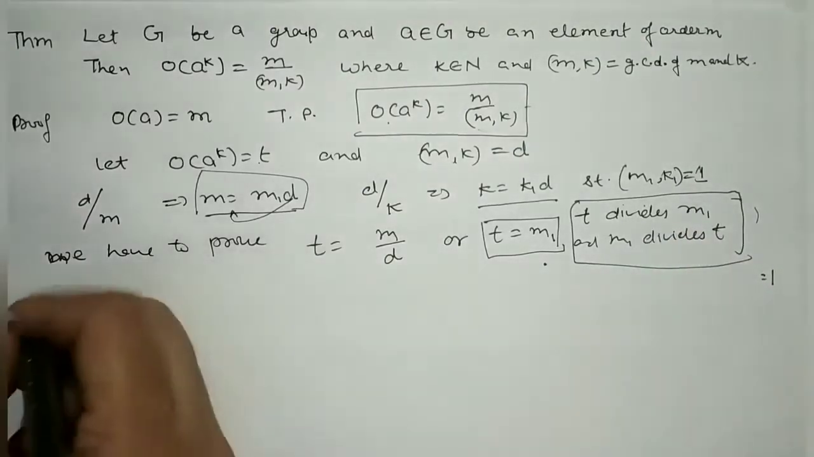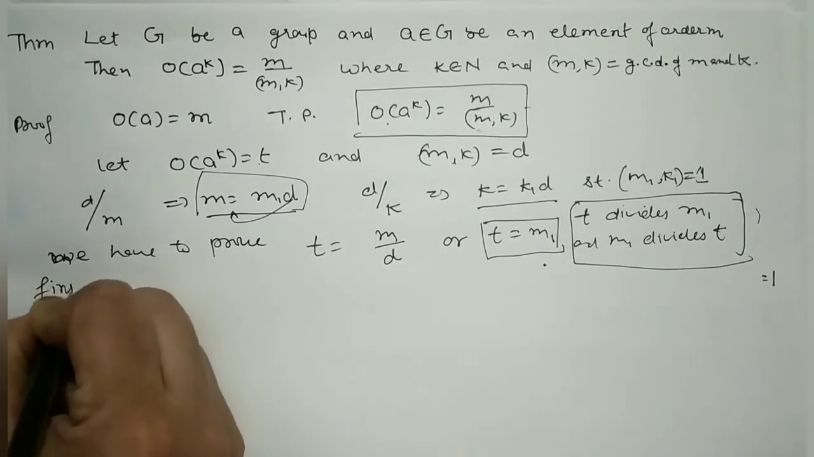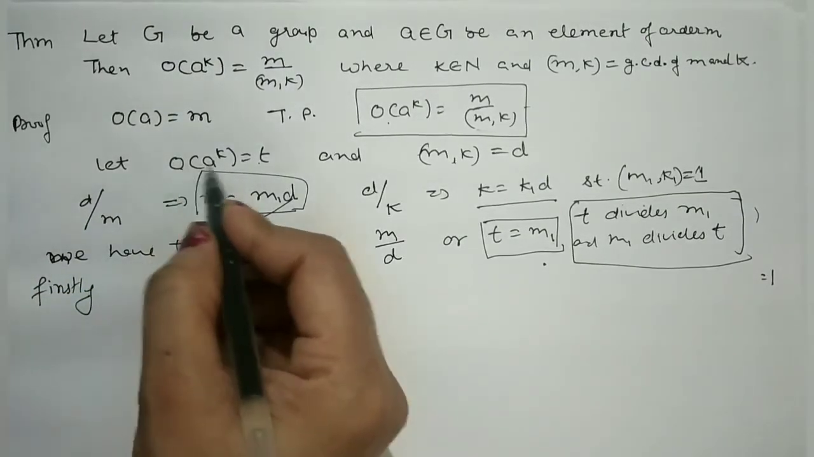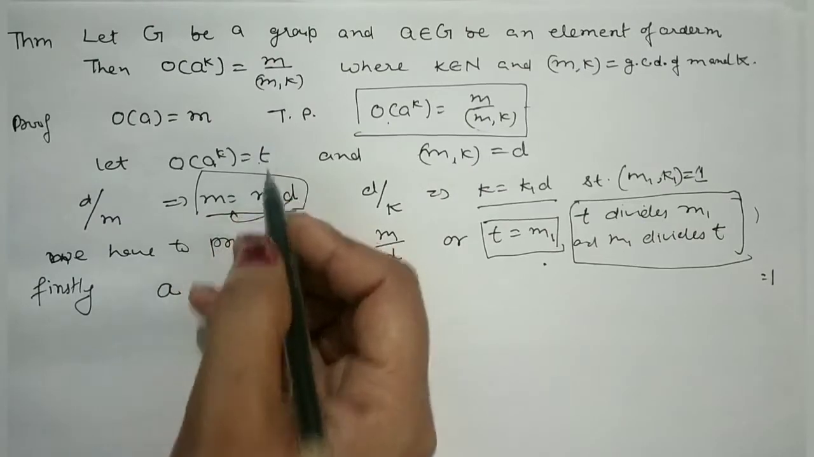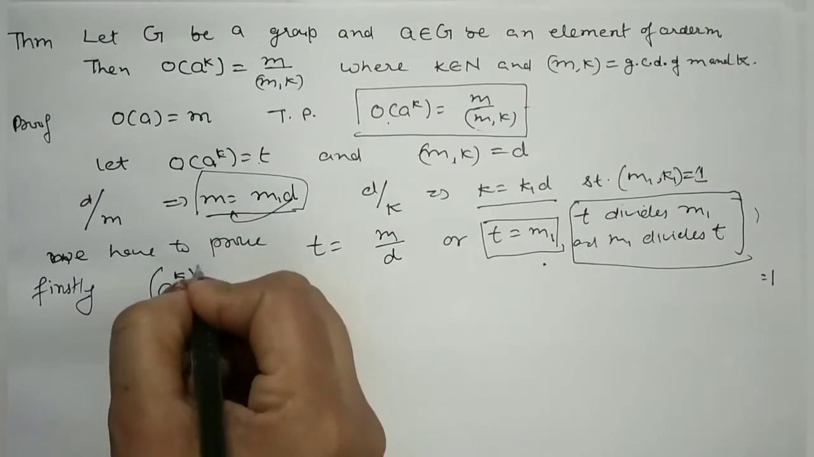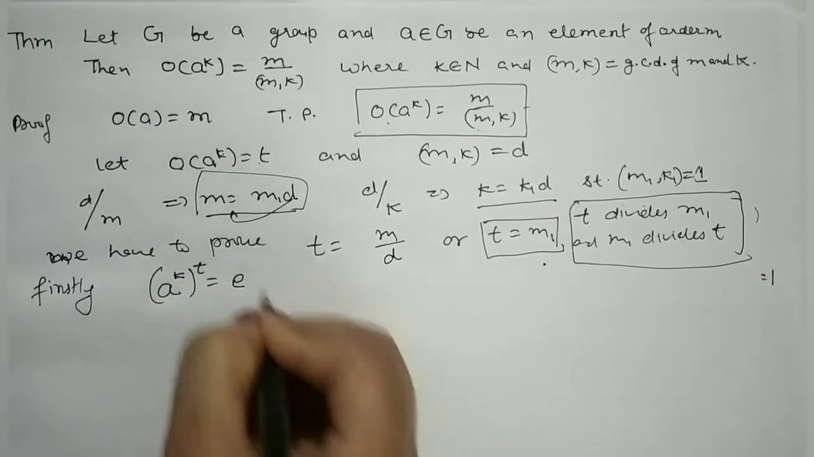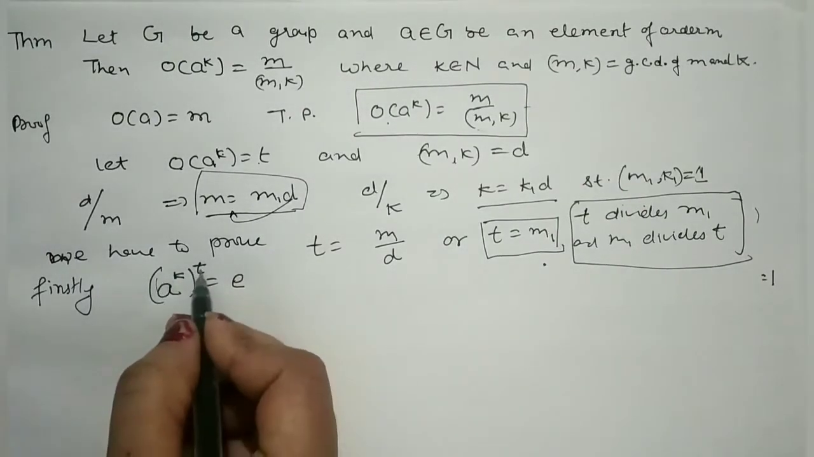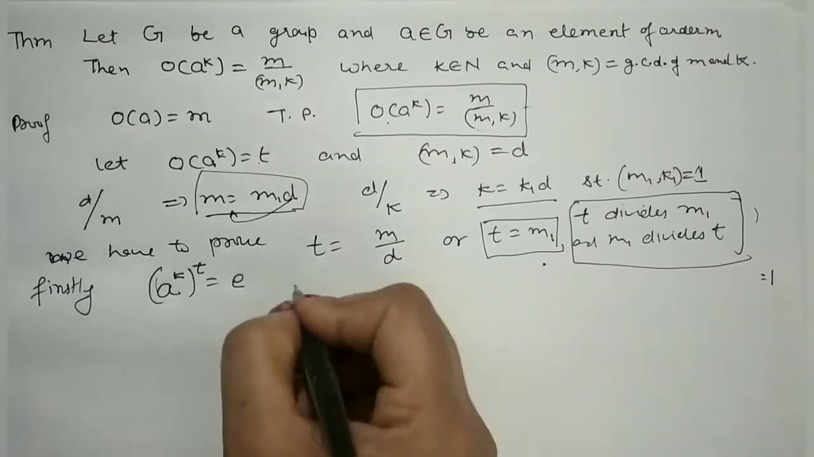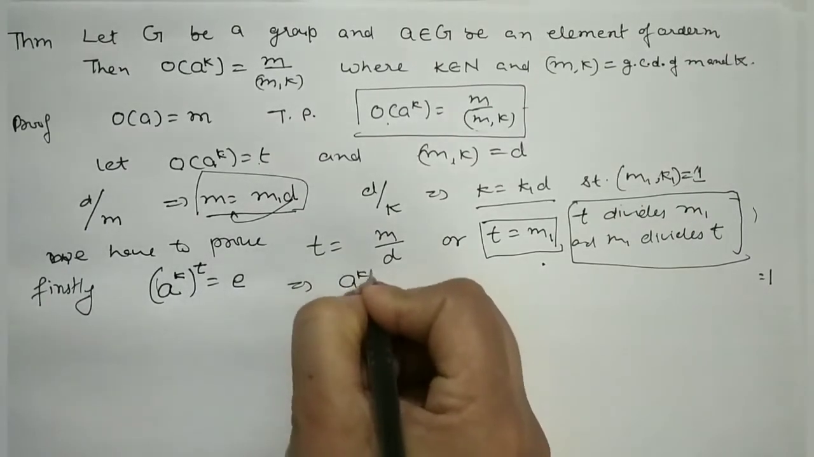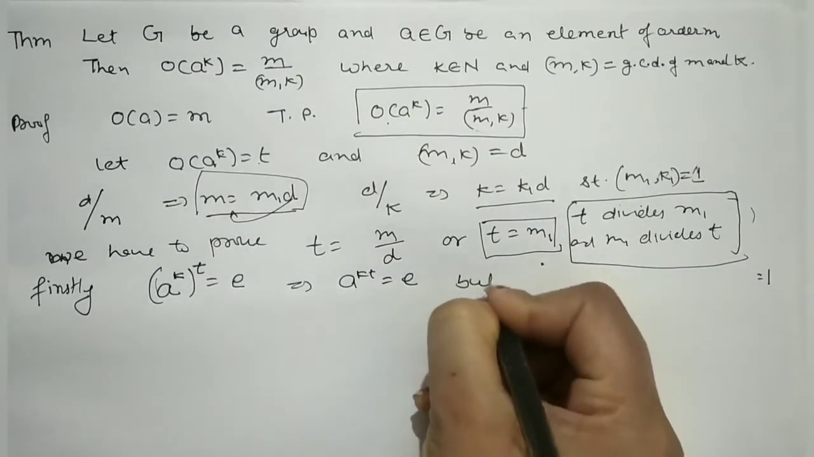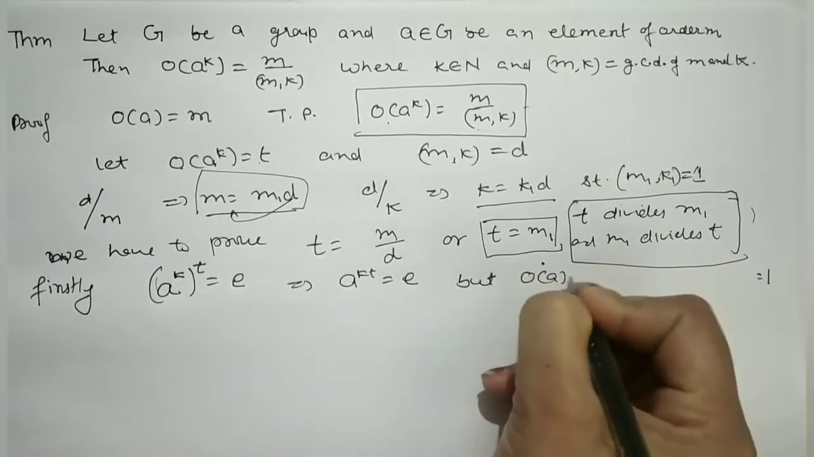For proving these, firstly see that the order of a raised to power k is equal to t. What is the order? Order means the power of that number which makes it equal to identity. If the order of a raised to power k is t, that means (a raised to power k) raised to power t will be e. That means a raised to power kt is equal to e. But you can say now the order of a is m.